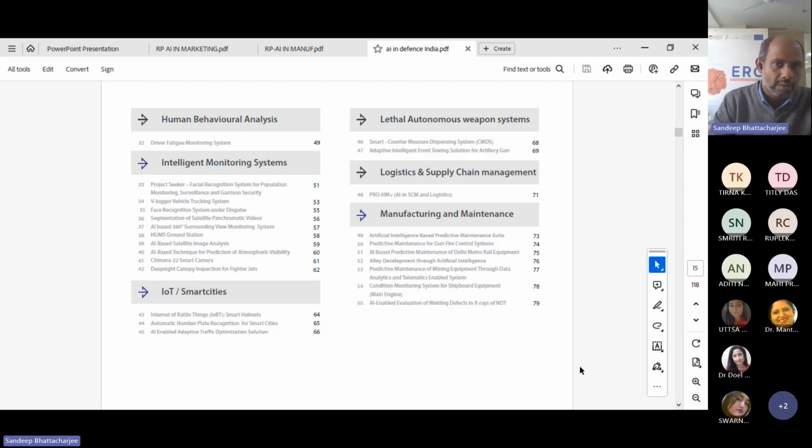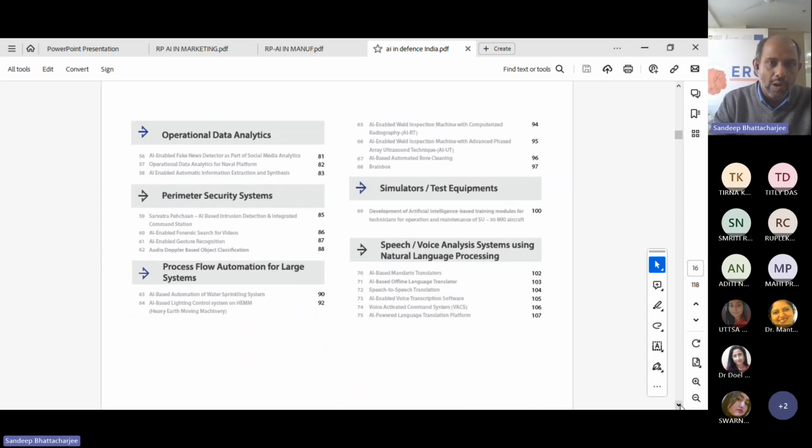Then you have some kind of defense systems, the LAWS, lethal autonomous weapon systems. Then logistics and supply chain management. Currently, there are tremendous uses of logistics and supply chain management. Manufacturing and maintenance also have a huge requirement. Then operational data analytics, wherever operational data is present in different places all around the country, so the analytics of those things. Perimeter security systems, there also AI can be applied.